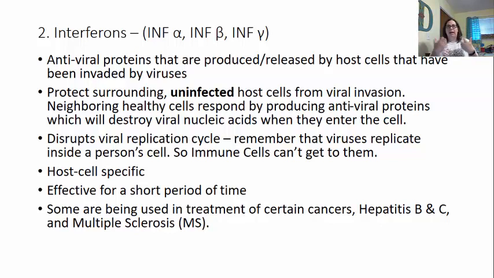When a cell gets invaded with the virus, it can send out this signal to the cells around it. It can then protect the surrounding cells to help keep them from being infected. It helps the unaffected host cells fight against that viral invasion. So normal or neighboring healthy cells can respond by producing antiviral proteins, which then will destroy the viral nucleic acids if they try to enter their cell. So it allows them to have kind of a heads up: hey, I've been infected, however, protect yourself. Okay, in that sense, that's what they're doing here.